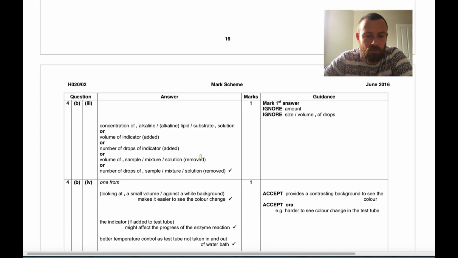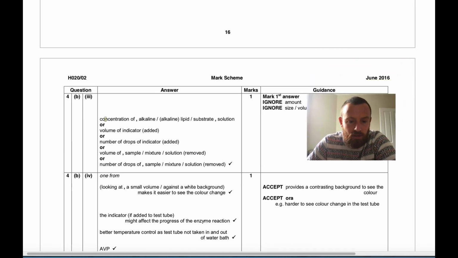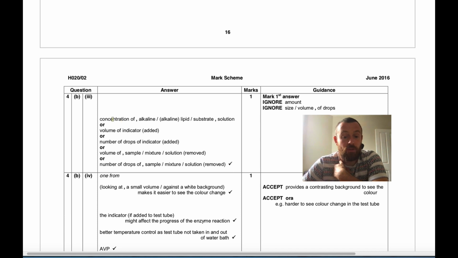Now, what do they not control? Here are the things they did not control. The concentration of the lipid solution, that's a good point. The volume of the indicator, because they said a few drops. The number of drops of indicator, that's what I said. The volume of the sample mixture removed, that's true. They didn't specify that. And the number of drops of sample mixture removed. All those things were not controlled.